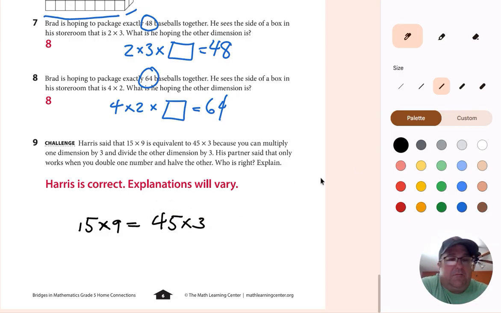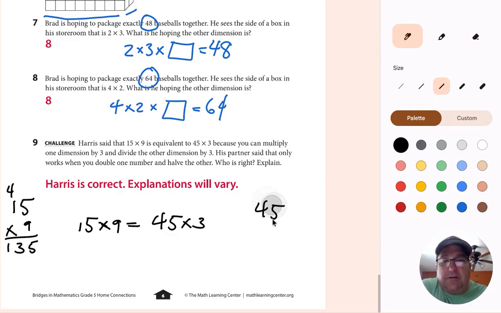Well, first of all, let's just solve this real quick. Let's see if it is right. So we'll do a little standard algorithm here, a little preview. So we're going to go 5 times 9, that's 45. 5 times 1, or 9 times 1 is 9, 10, 11, 12, 13. Okay, how about 45 times 3? A little preview standard algorithm. We're going to go 3 times 5. We always carry our tens digit over. And then 3 times 4 is 12, plus 1 more is 13. So we do see that it is indeed equal.